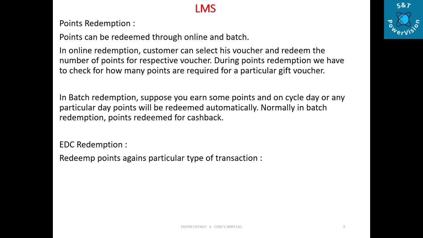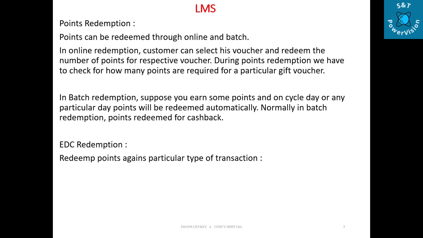Now next is the batch redemption. In some particular card types, just take an example, you earn some 1000 points or 500 points or 5000 points. What happens is that when you earn some fixed number of points, your points get redeemed automatically, either on the batch day or month end, depending on the setup. So those kinds of redemption come under batch redemption. Once points are redeemed, points will be debited from your account, maybe at a 1 to 1 ratio or 1 to 2 ratio, and your cashback will be credited back to your account only. Those kinds of redemption are called batch redemption.